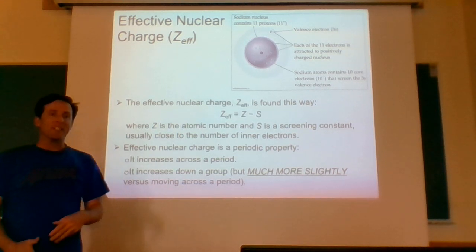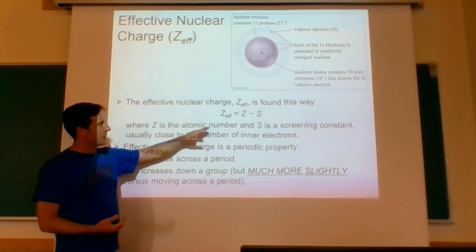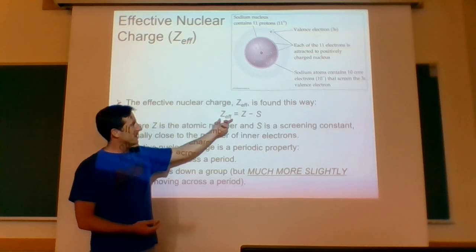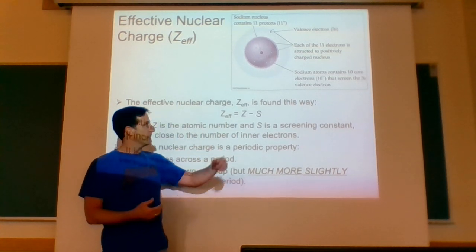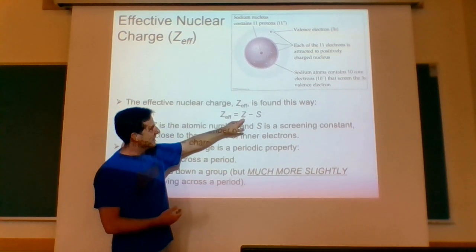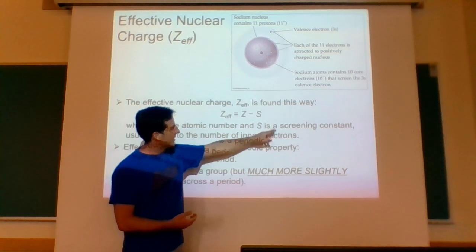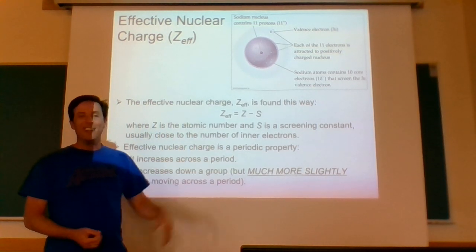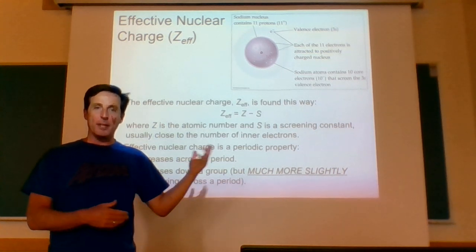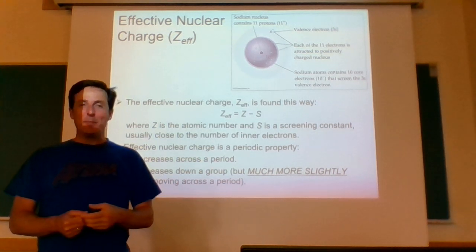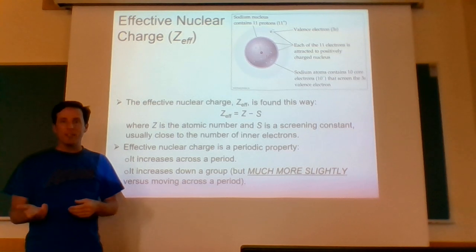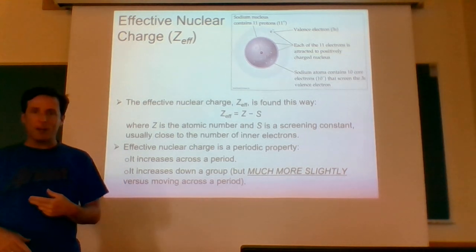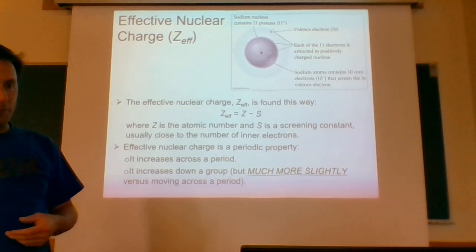Now, in the book, it does talk about how you can do a calculation of the effective nuclear charge. Z effective refers to the effective nuclear charge. Z is the atomic number. S is a screening constant, which is related to the number of core electrons. I'll be honest, I will not make you use that equation. It might come up in Mastering Chemistry once or twice, but it won't be on the quizzes or tests. Okay? So we're going to move on from that.